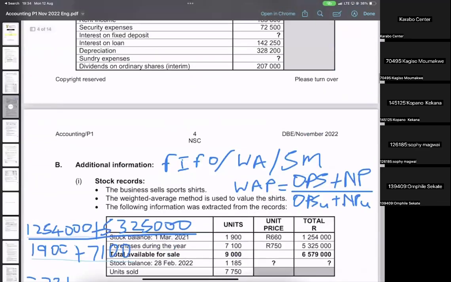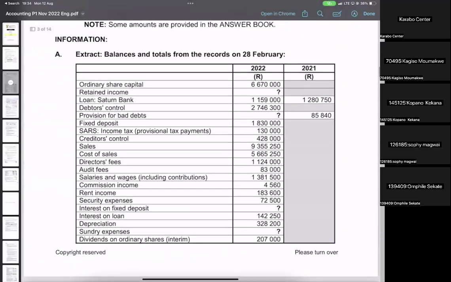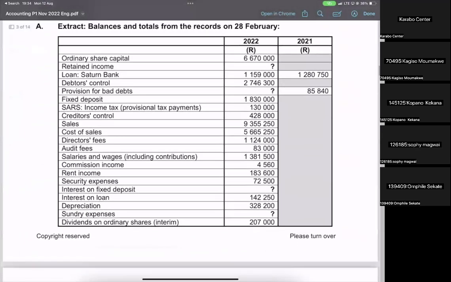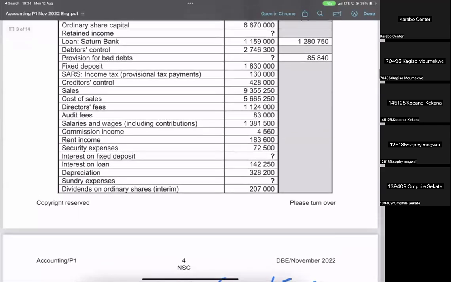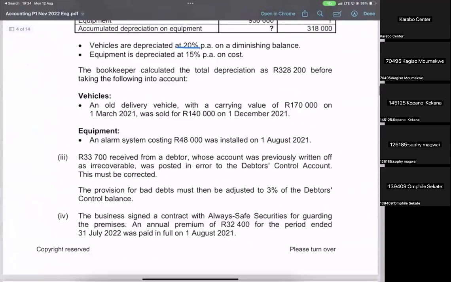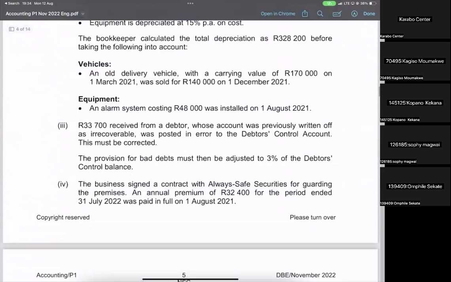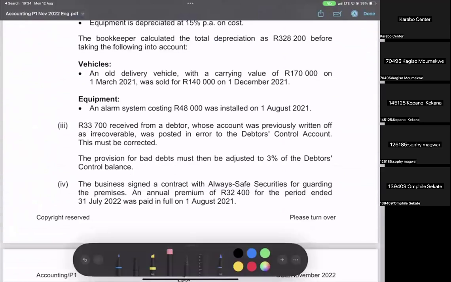So this is what we must do. We must reverse what they recorded. So our debtors control account is 2,746,000.